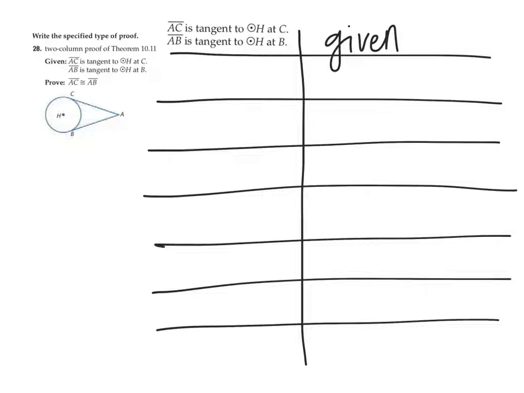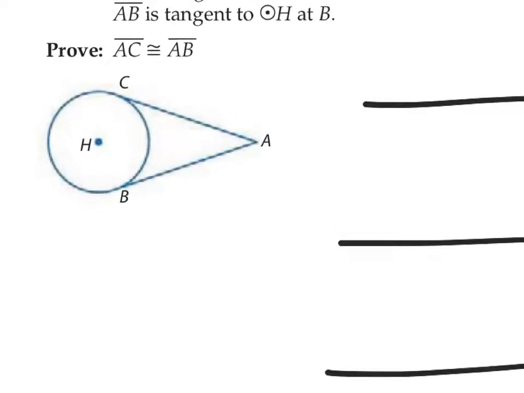So if we know that they're tangent, what does that tell us about them? All lines that are tangent to a circle are also what? They also have to be perpendicular to the circle. So we know that AC has to be perpendicular to circle H, and so does AB. It has to be perpendicular to the radius. So this is going to be this radius here, and it has to be perpendicular. Same thing with the other one. Because it's tangent, we automatically know it's perpendicular.